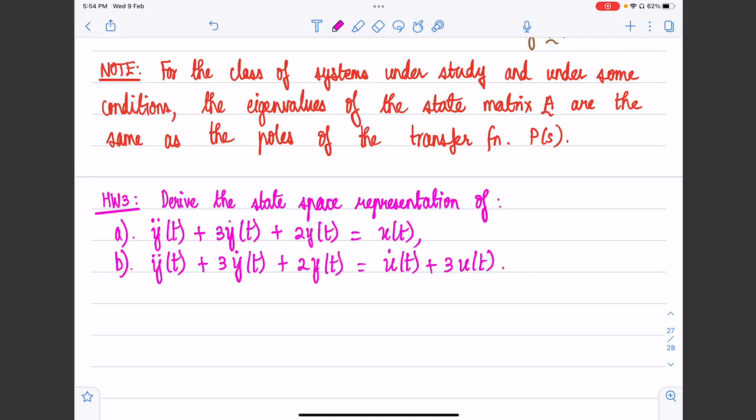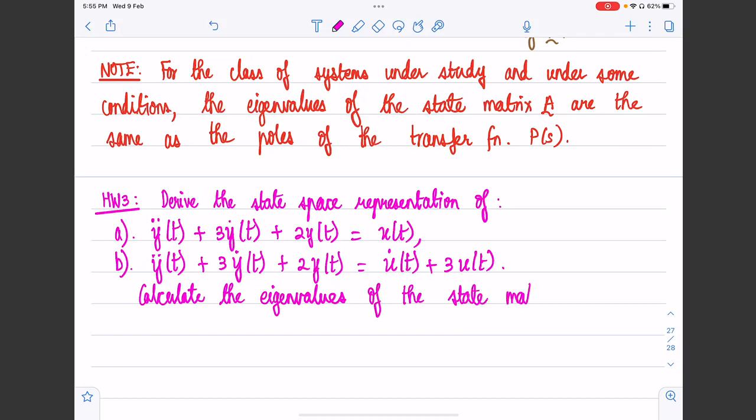Please derive the state space representation for both these systems, and calculate the eigenvalues of the state matrix. I leave this to you as homework number 3, which you can submit by this Sunday. I will post the Google form. So calculate the eigenvalues of the state matrix in each case. Is it clear what should be done? Then we will continue from here in the next class.